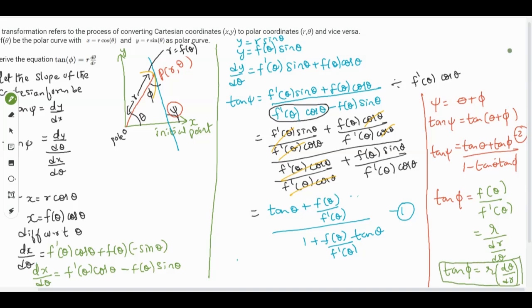Hope you people have understood what I've explained. It's a very important derivation for your module 1.